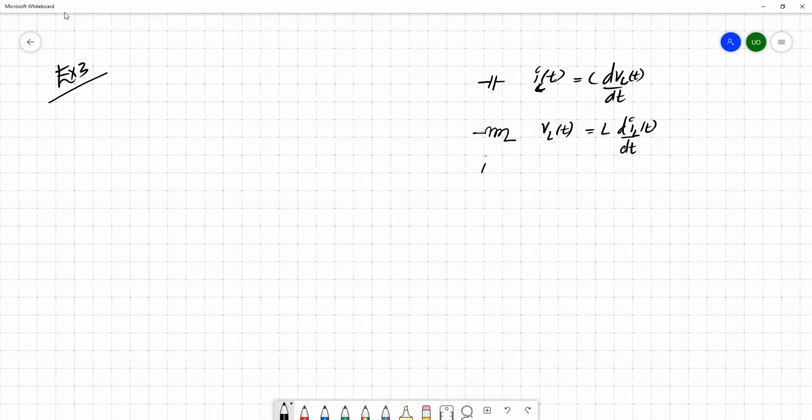What happens if these quantities are DC quantities? We built a conclusion last time. What happens if the voltage across the capacitor is a constant value? What happens if the current flowing through the inductor is a constant value? If v_C(t) equals a constant V, we know that the induced current goes to 0, and this capacitor can be replaced as an open circuit element.